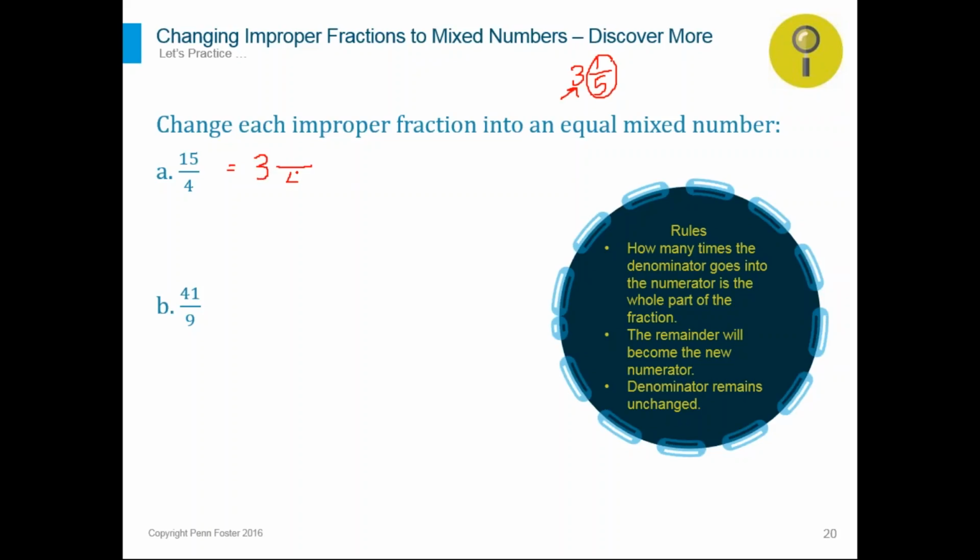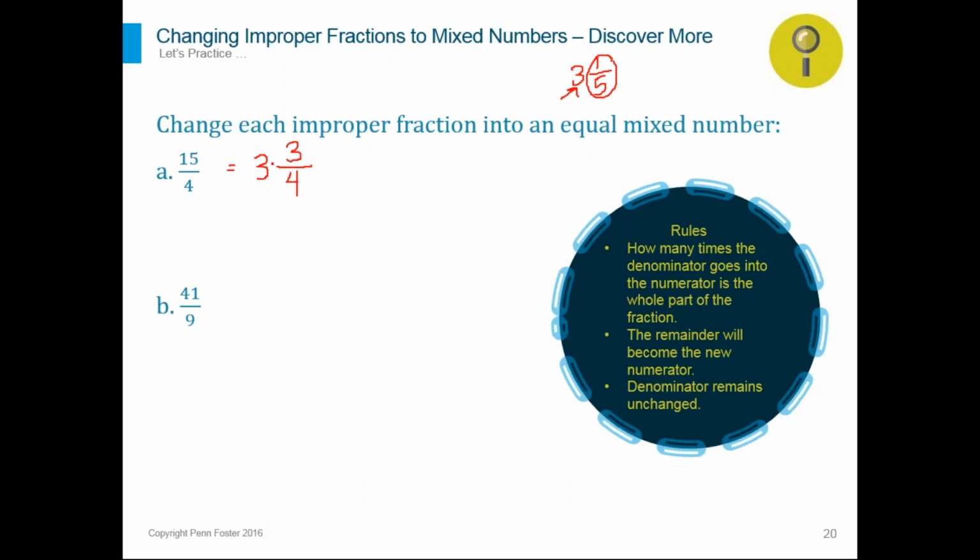And then 4 is the denominator. We're going to keep the denominator the same. And then figure out the remainder. 3 times 4 is 12. And then subtract. 15 minus 12 will give you that number, which is 3.